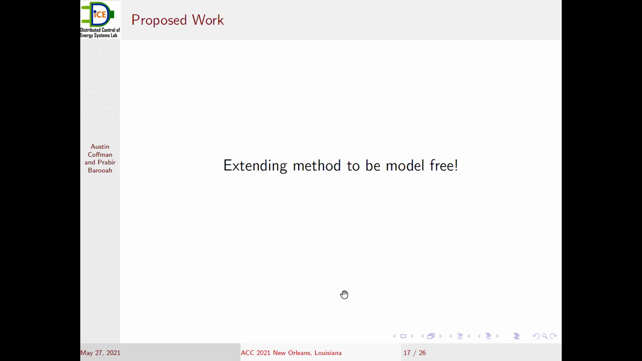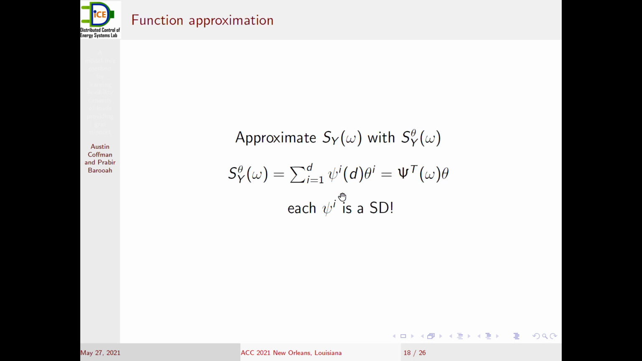And so now the idea is we want to extend our method to be model-free. So we want to be able to solve that optimization problem and get what we want without having to have a model of the flexible load. So we'll get into that a little more, but the idea to do this is we want to approximate our spectral density by a linear combination of spectral densities and weights. So these are our basis functions, but they're also spectral densities.